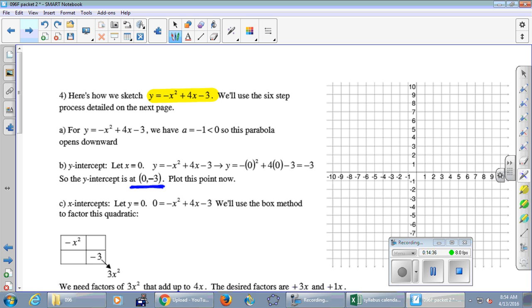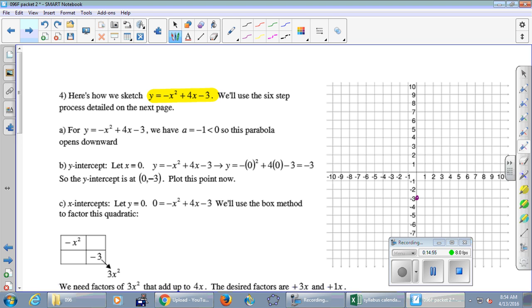So that means that the y-intercept is 0, -3. Don't forget, it's always got two numbers, two coordinates. I'm going to ask you for both on quizzes and tests. So let's go ahead and plot that point right now, 0, -3. That's down here. Okay, so far so good.